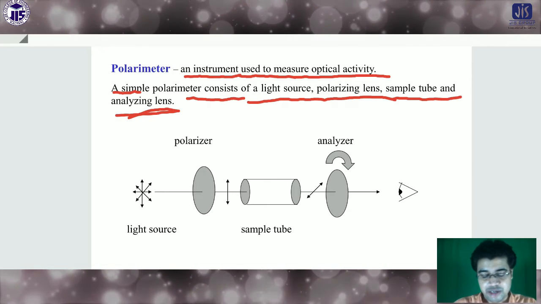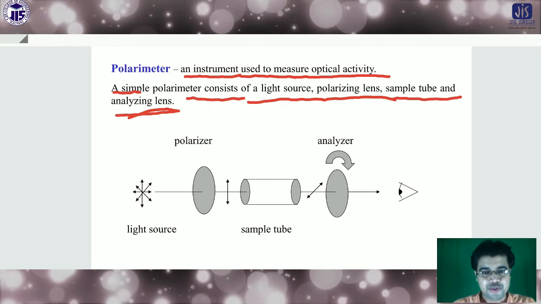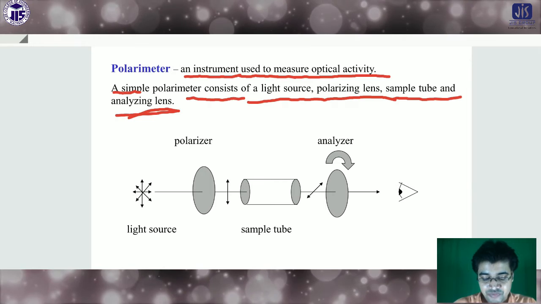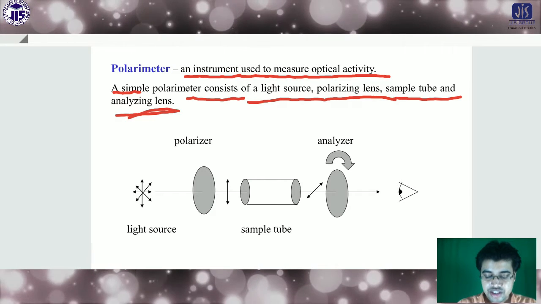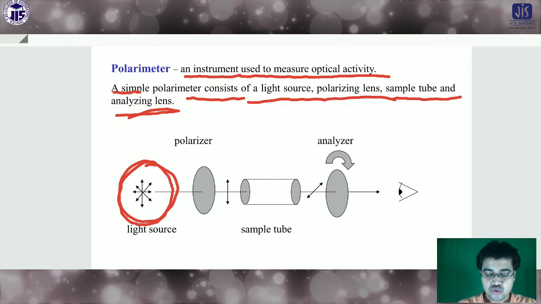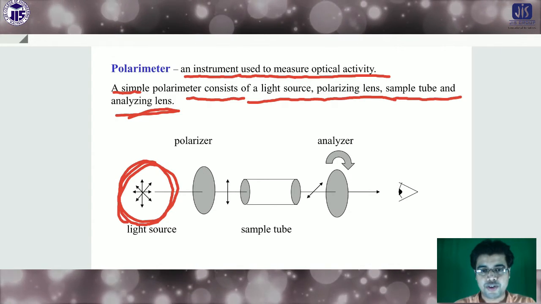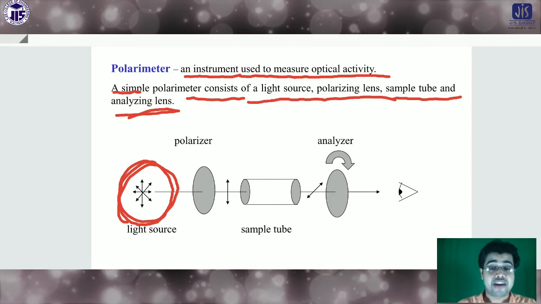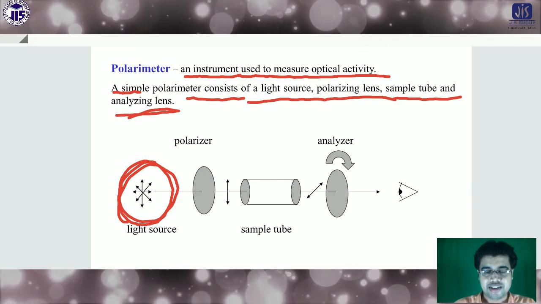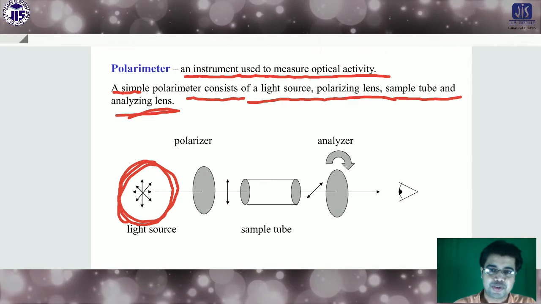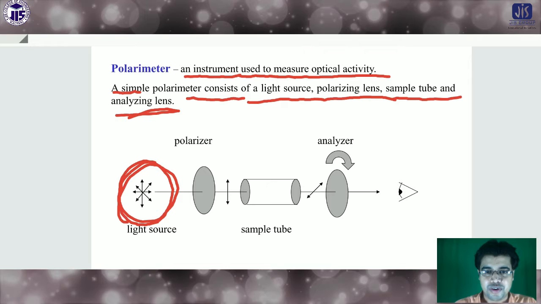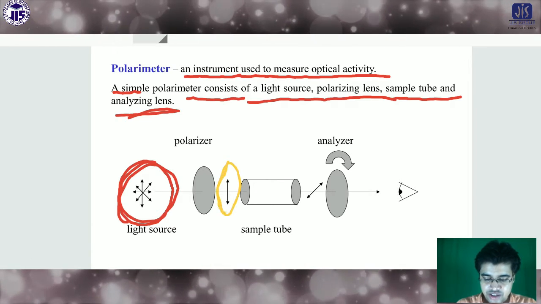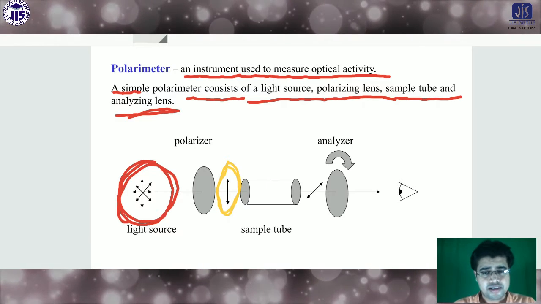This is not very important from the stereochemistry point of view, but you have to understand that this is a light source. As I told you, the light source generally contains many vibrational planes, but when it passes through the polarizer, as I told you in the previous slide, a nicol prism is generally used as a polarizer. When it is used as a polarizer, look, there is only one plane. All the other planes are removed, leaving one plane.